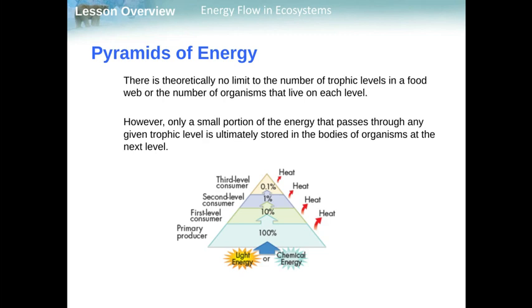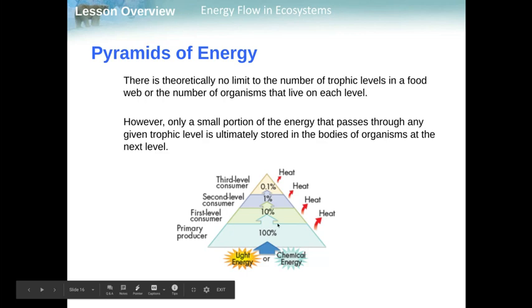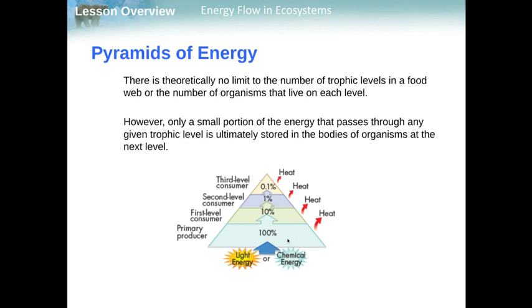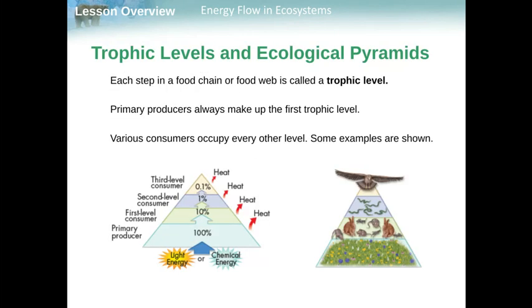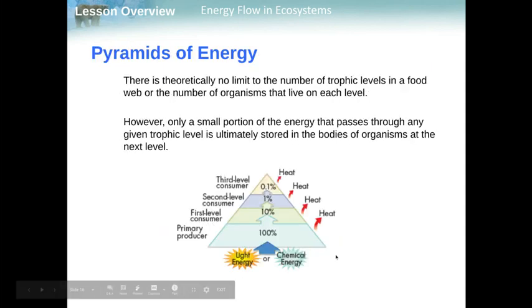So there's theoretically no limit to the number of trophic levels in a food web or food chain, or the number of organisms that live in each level. However, only a small proportion is going to be transferred from one level to the next. So if we look at this between our primary producer and our first level consumer, all of that potential energy that is in that leaf that the rabbit right here eats, or that blade of grass, only 10% of that energy is made usable to the rabbit. So the rest of it is lost as heat, lost as other waste products that simply can't be digested.